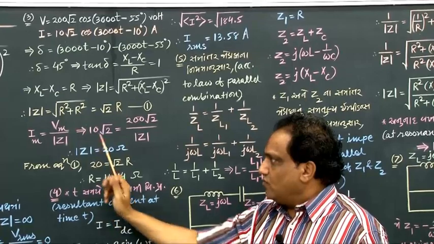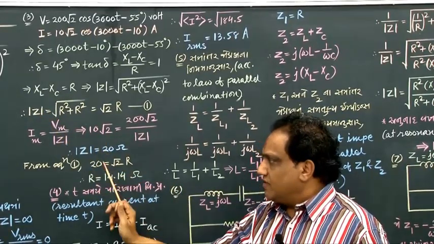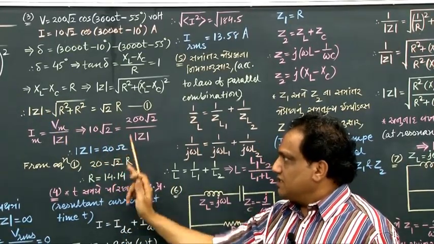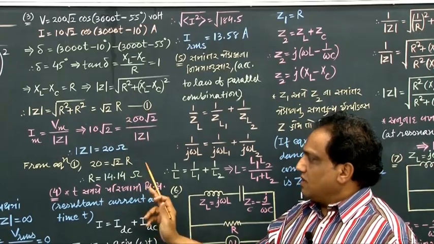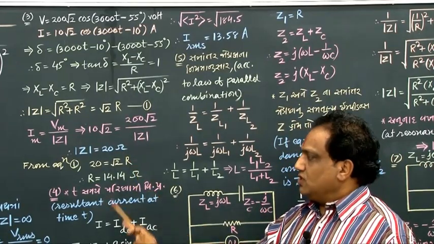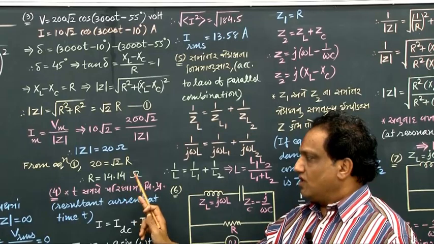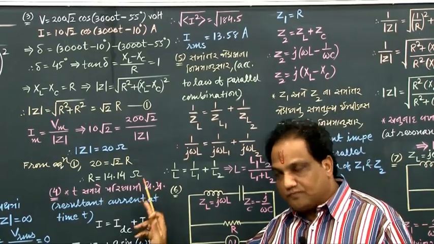Fine. Now from equation number 1, just put mod Z equal to 20 ohm. Mod Z is 20. This root 2 as it is into R. And now tell me, what is the value of R from here? You will get this value 14.14 ohm.